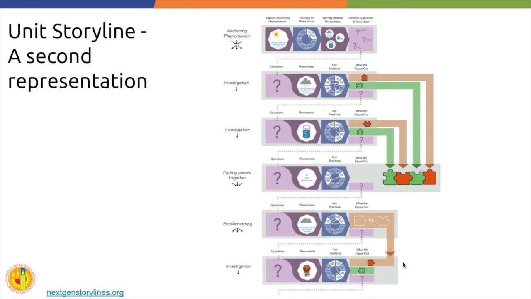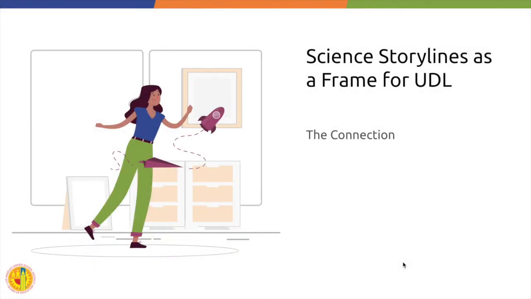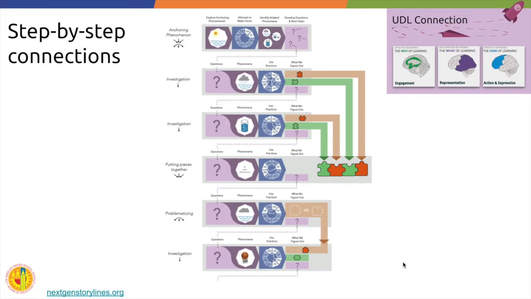So here is a second representation of this storyline that we're talking about. This one comes from the work of Brian Reiser at nextgenstorylines.org. We'll go through this piece by piece to look at how this plays out. In doing so, we'll connect it to UDL. So step by step, let's go.